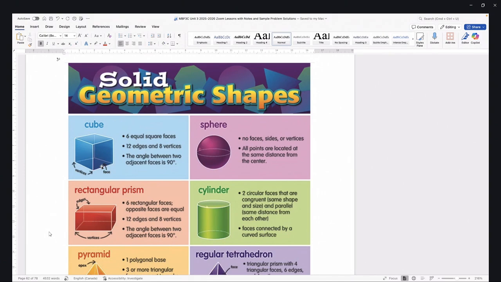A sphere is basically a ball. No faces, no sides, no vertices. There are no points. There are no straight lines. I guess you could say maybe one face, but technically there's no faces. All points are located at the same distance from the center. So if you think about it, from the center of the circle to any point on the circle is a radius. So any point on that circle, if you were to measure the distance to the middle of a circle, it will be the exact same measure each and every time.